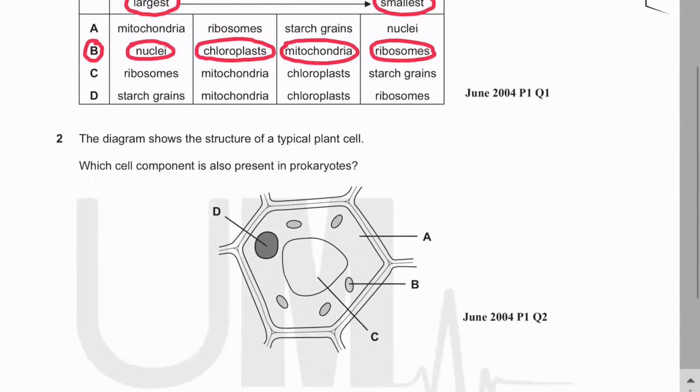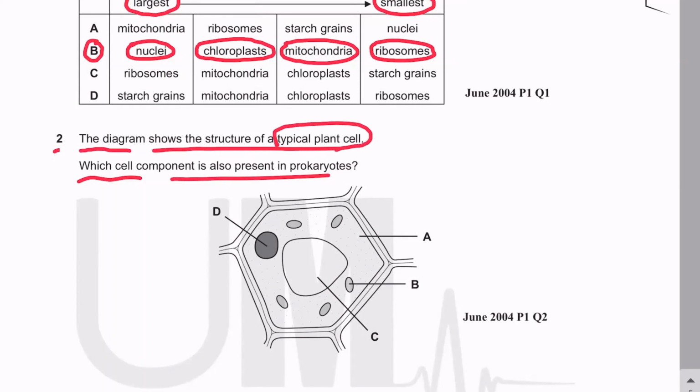If we talk about MCQ number 2, the diagram shows the structure of a typical plant cell. Which cell component is also present in prokaryotes? This is a typical plant cell, which is actually a eukaryote. We have to choose the option which shows the structure that is also found in the prokaryotes.